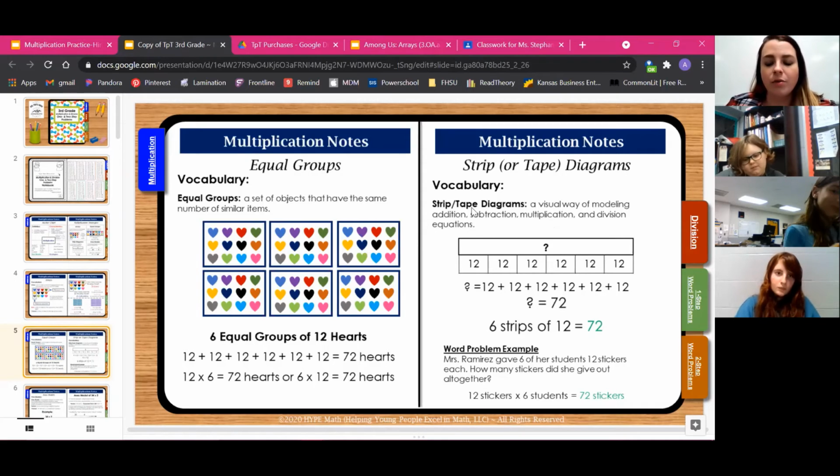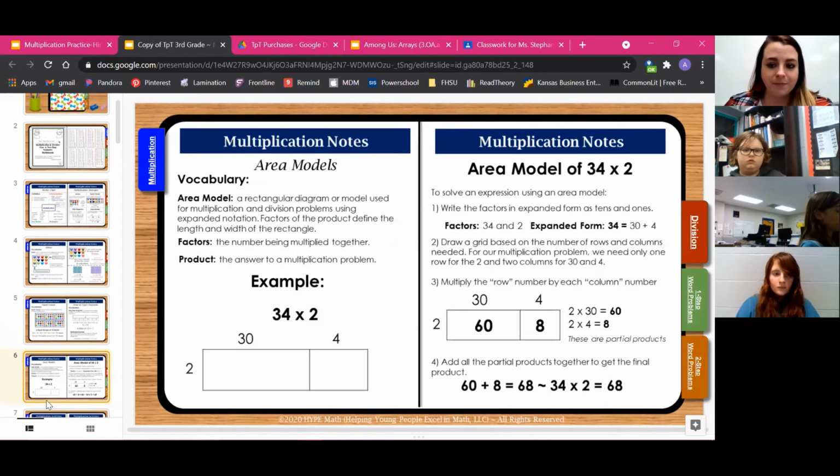Now we have a strip or tape diagram. So it's a visual way of modeling addition, subtraction, multiplication, and division equations. So here we have 6 strips of 12. So the whole thing is 72. So if you used a word problem, say Mrs. Ramirez gave 6 of her students 12 stickers each. How many stickers does she give out altogether? So you would draw it out to figure out how many she gives altogether.